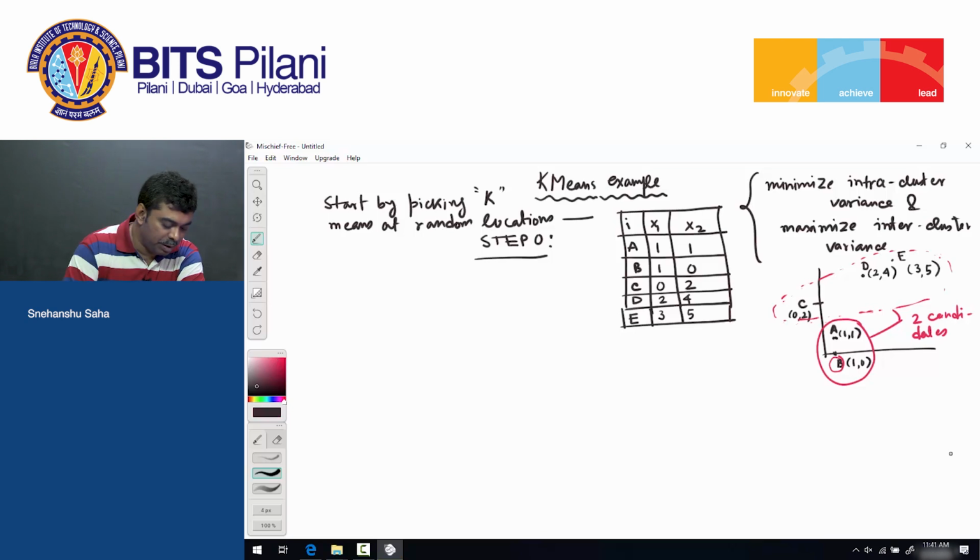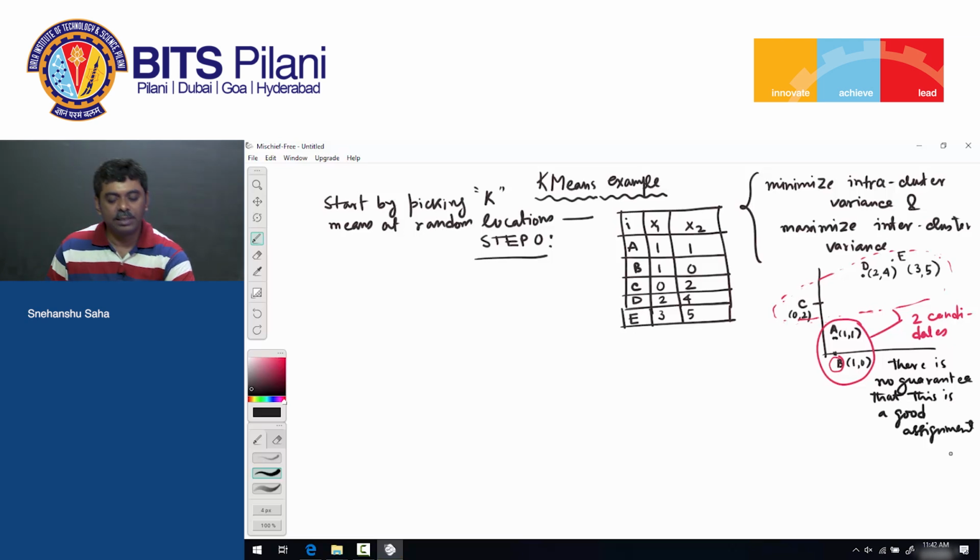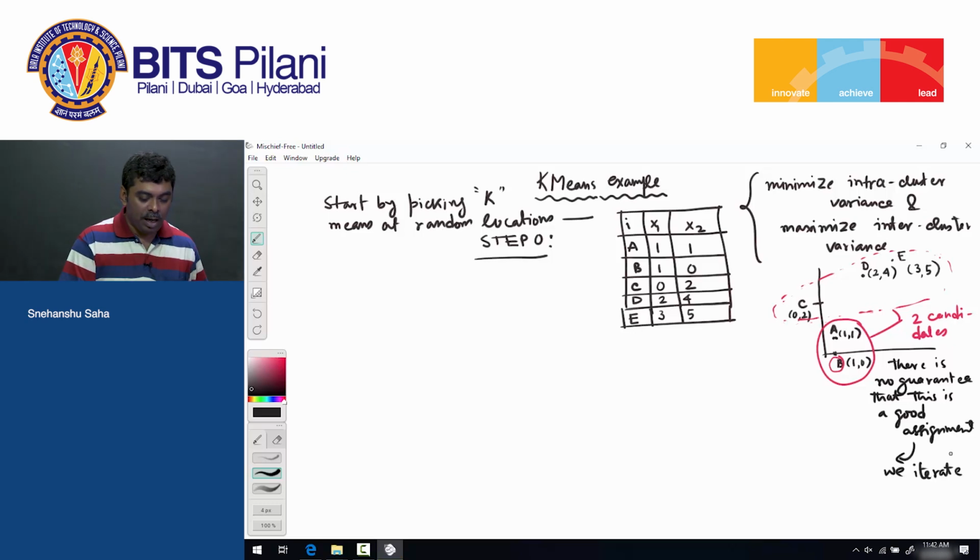Now I'm not really sure whether this is really a good assignment or not, right? We don't know, there is no guarantee this is a good assignment. So therefore we iterate. Okay. So this is the first step, I have the data points, right? So the next step is this.